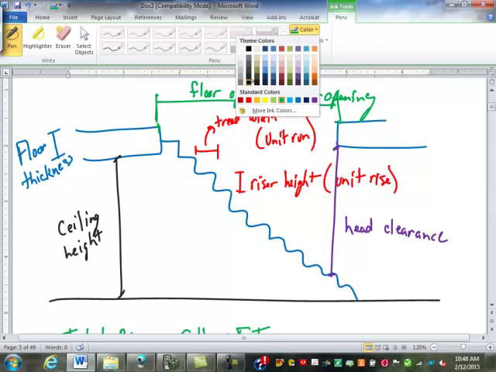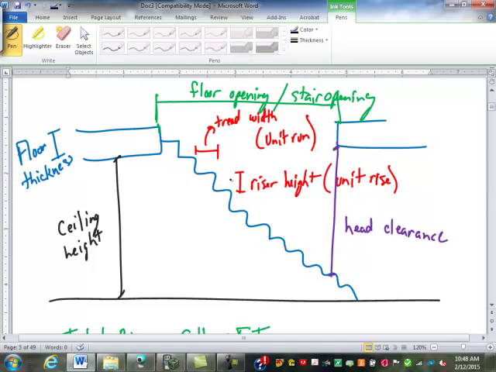So what we're going to look at today is, first of all, determining what your exact unit rise is going to be. Second of all, we're going to look at determining how big your stair opening has to be in order to get your required head clearance. Because the size of the stair opening is the big factor in that.